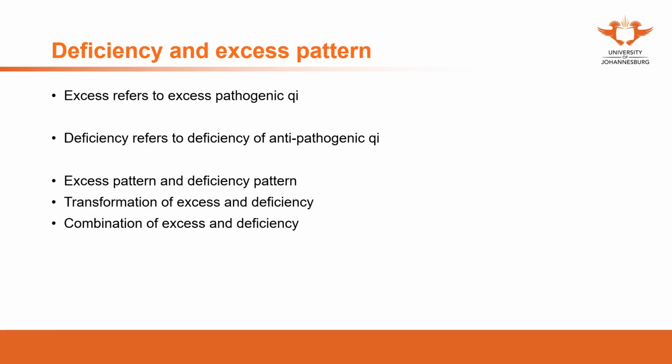So that's the difference between these two terms. The excess. If a person is weak, such as when we talk about the antipathogenic qi, when we talk about the body constitution. So if a very strong body constitution, or in simple words, if we use as an example, although it's not accurate, a very strong immune system, we call excess body constitution or excess qi.